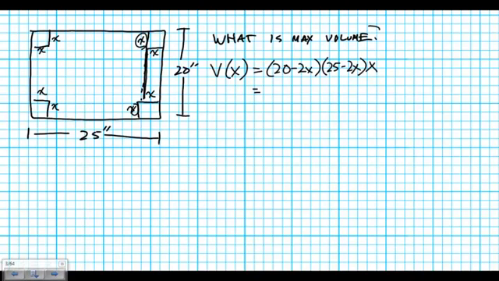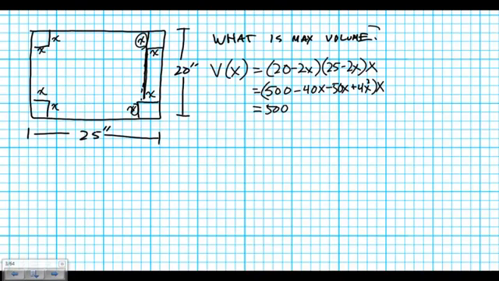20 times 25 is 500. 20 times negative 2 is negative 40x. Negative 2 times 25 is negative 50x. And negative 2x times negative 2x is positive 4x squared. And all of this is getting multiplied by x. Why is it all multiplied by x? Because I have an x here. Yeah, why is that there?